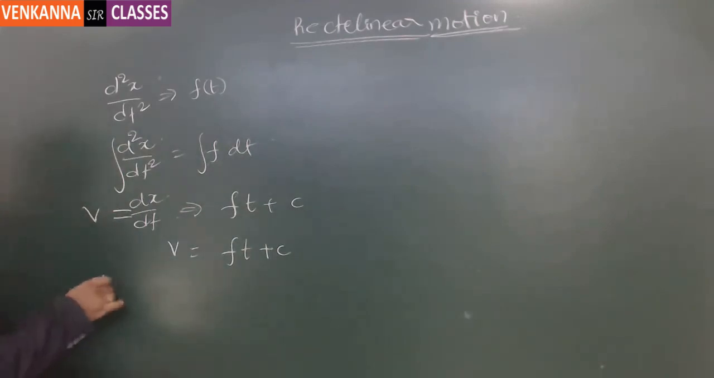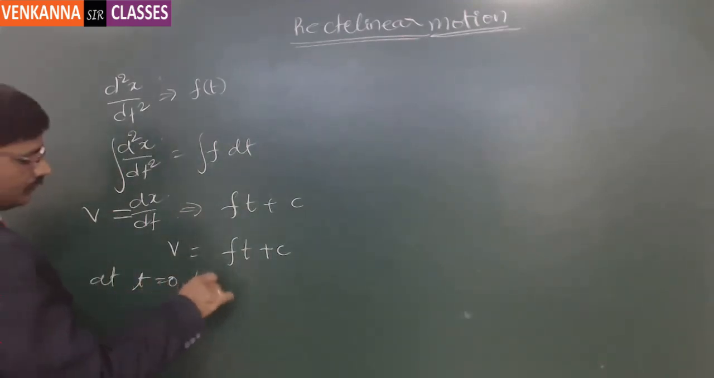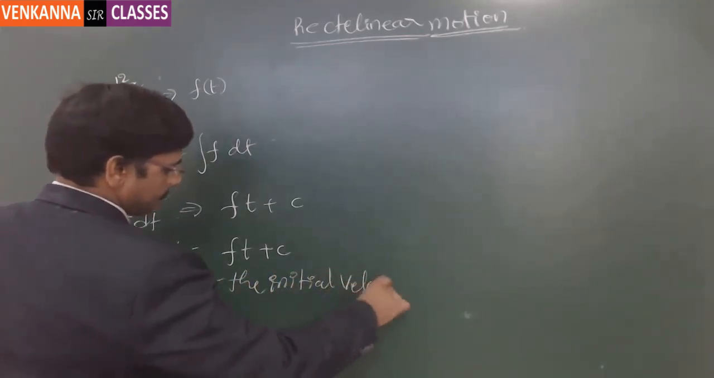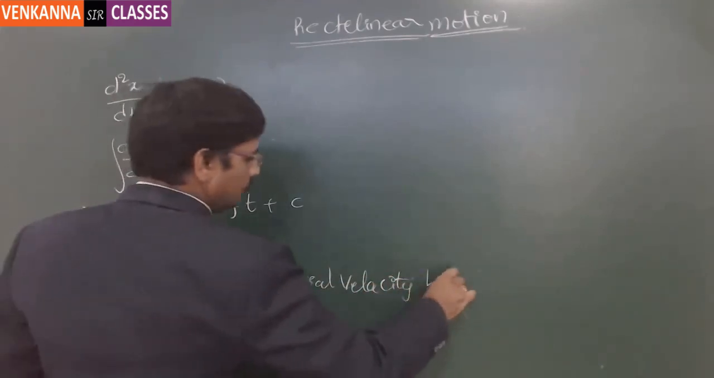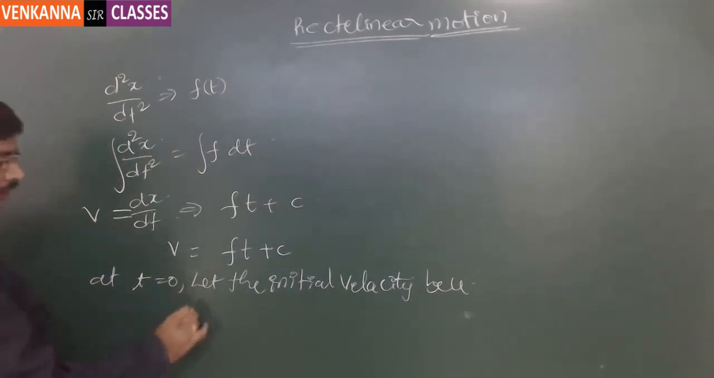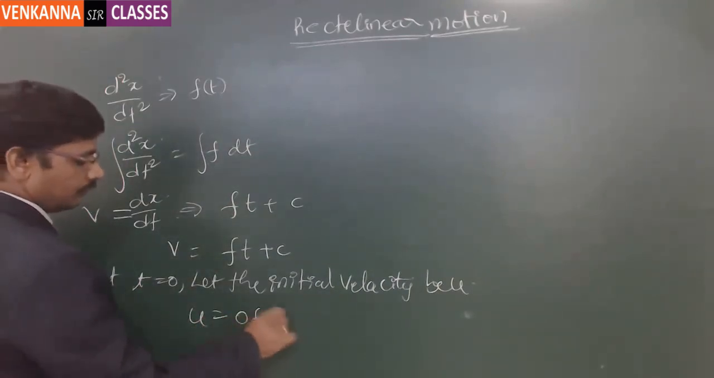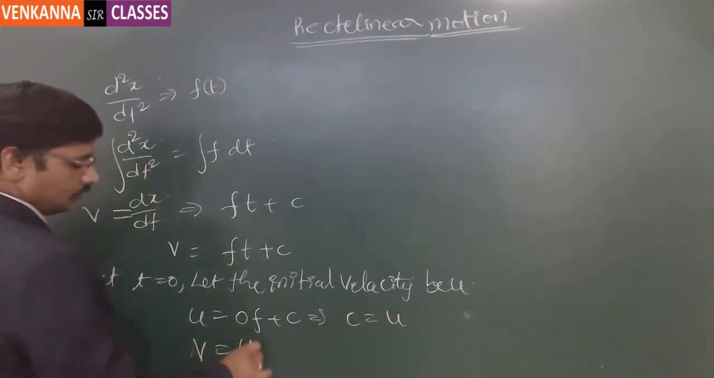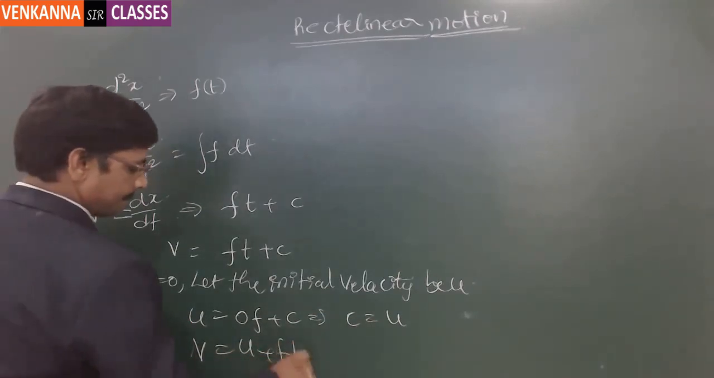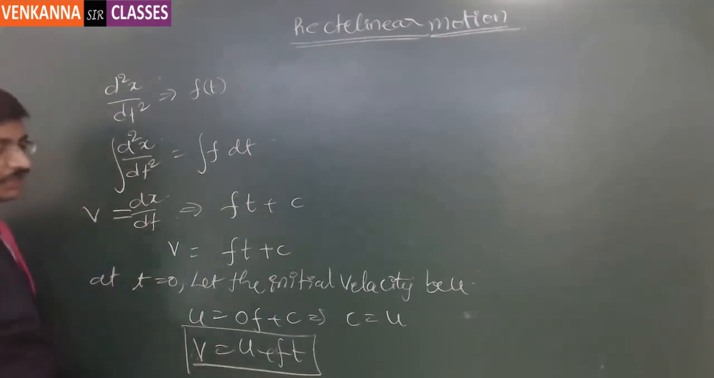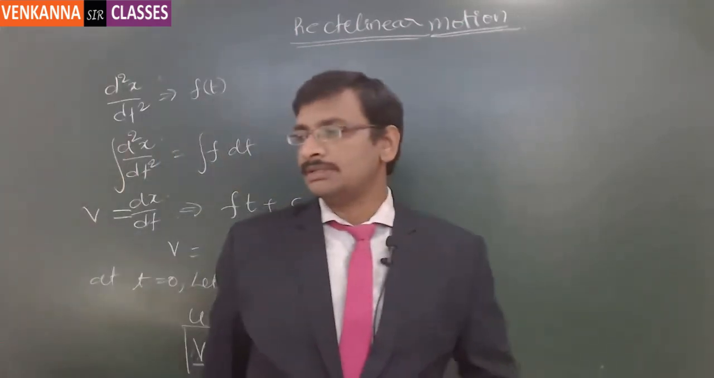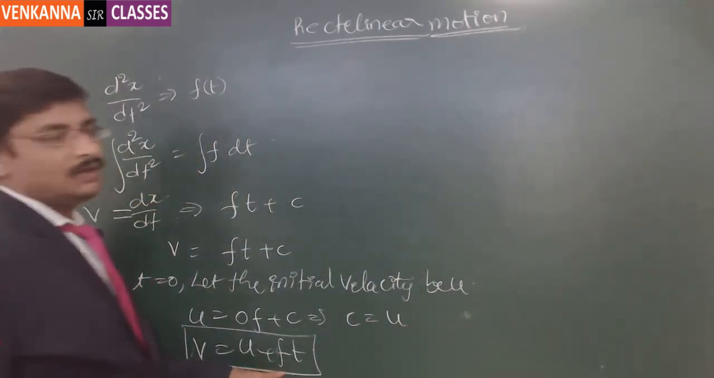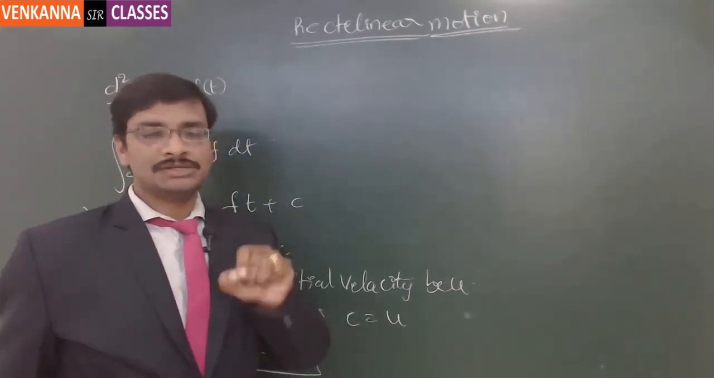Now the initial conditions: at t equal to 0, let the initial velocity be u. Then u is equal to 0 into f plus c, which implies c equal to u. Now if you replace it there, v is equal to u plus ft. So this is the relation between the velocity and time. That means the velocity at any instant of time you can calculate with the help of v is equal to u plus ft, only in the case where the acceleration is constant.